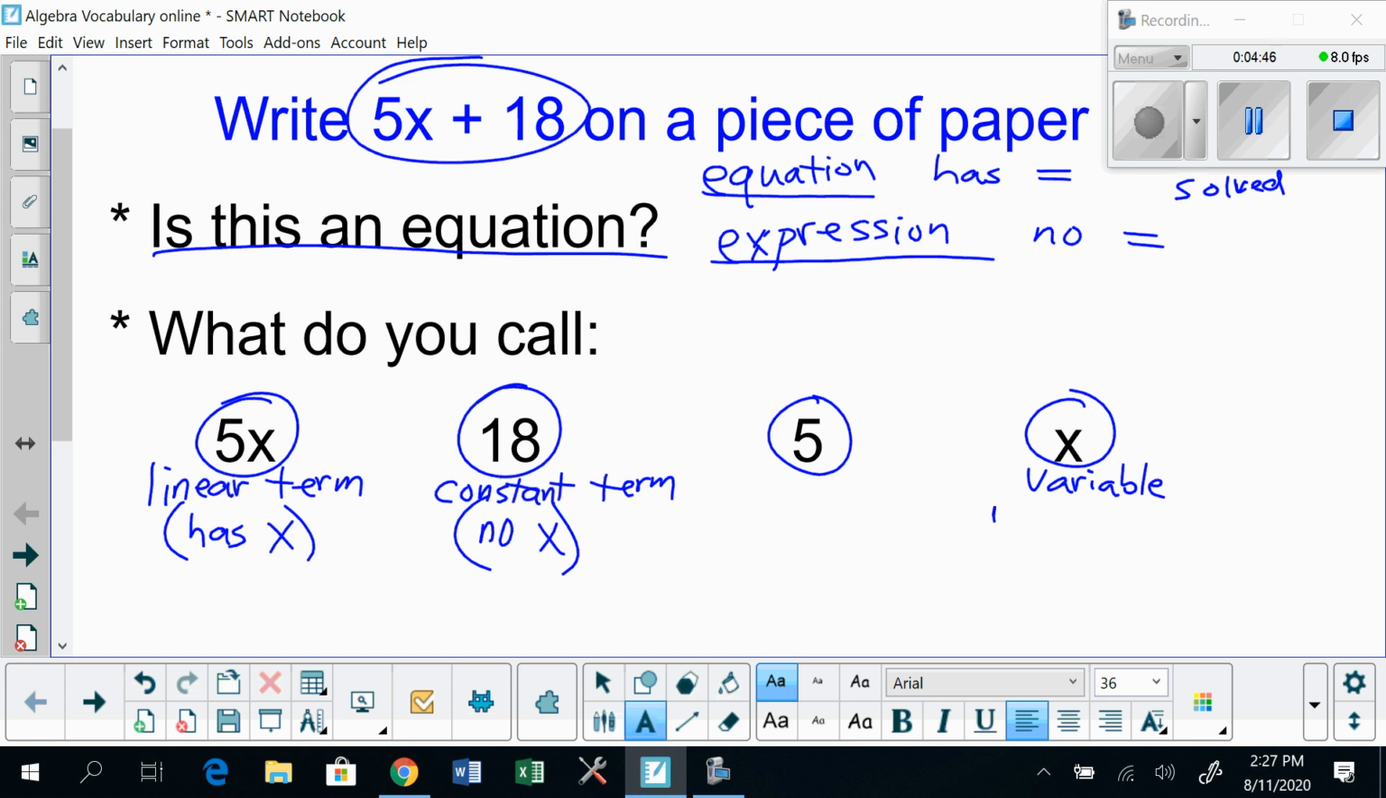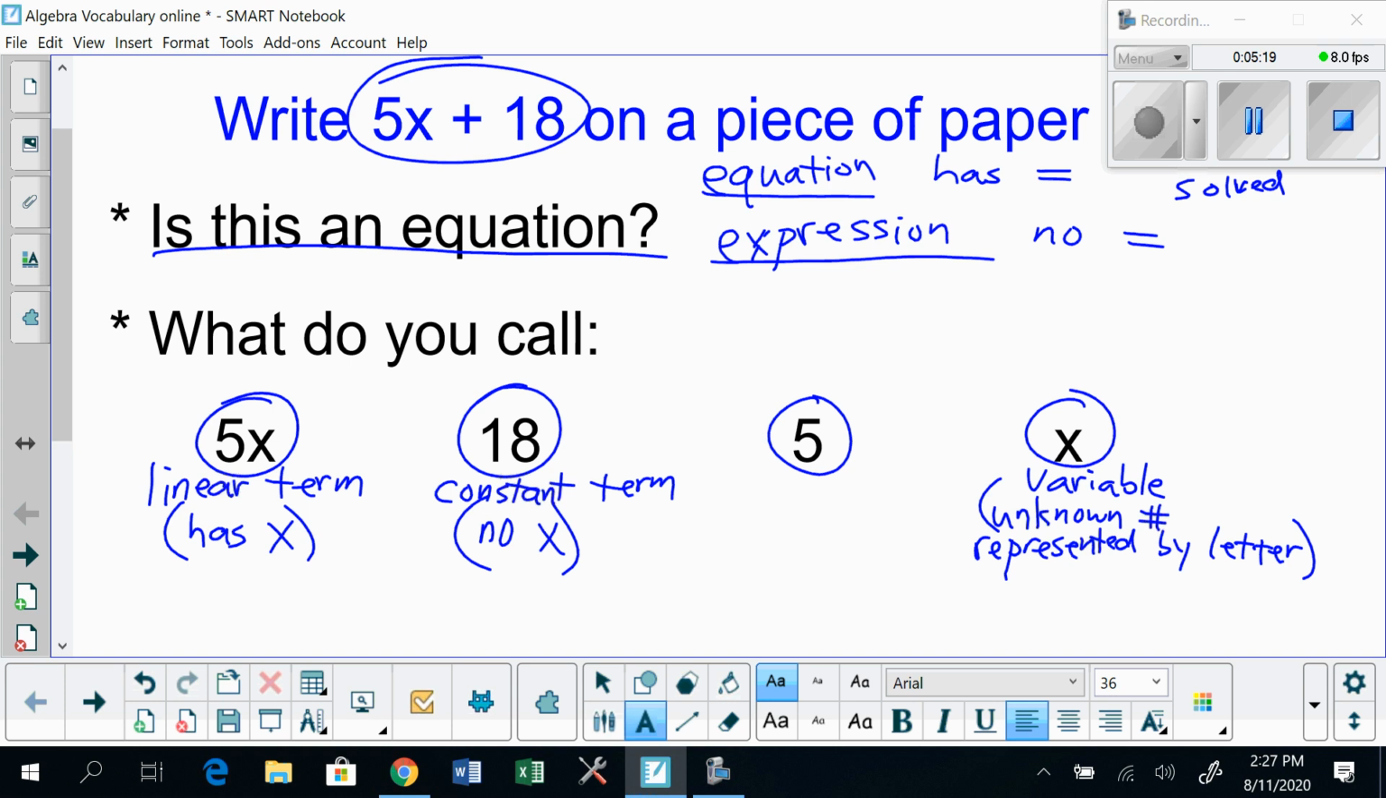A variable represents an unknown number. In any problem when you don't know what a number is, you can use a variable to represent that. It's an unknown number represented by a letter. That's the simple definition we're going to use today for variable. You could also reword that and say it's a letter representing an unknown number.